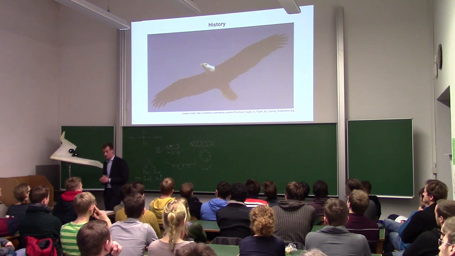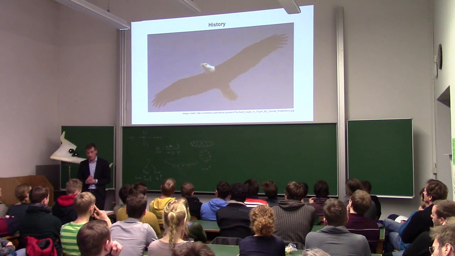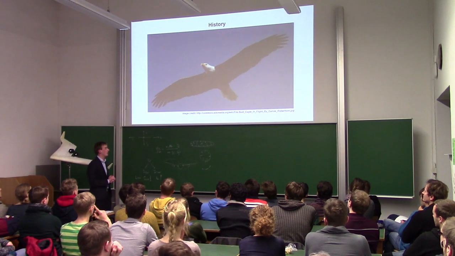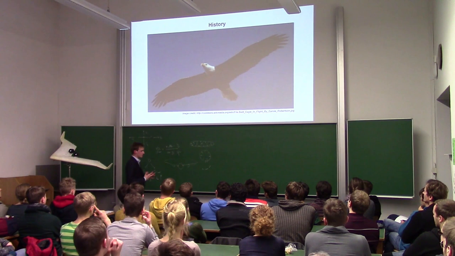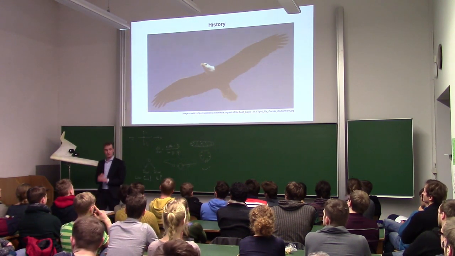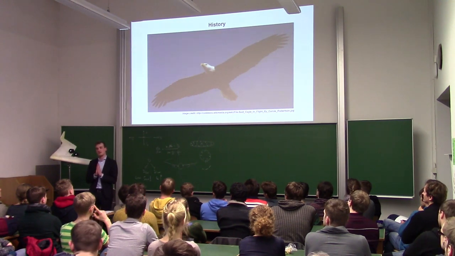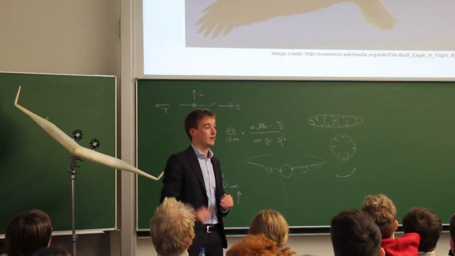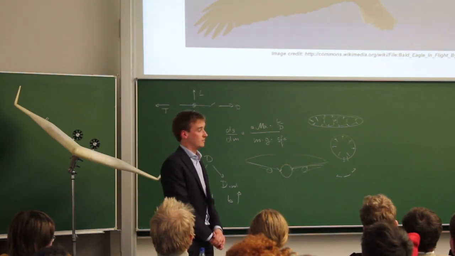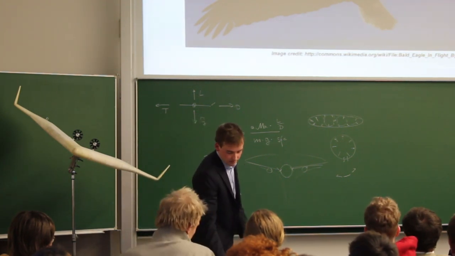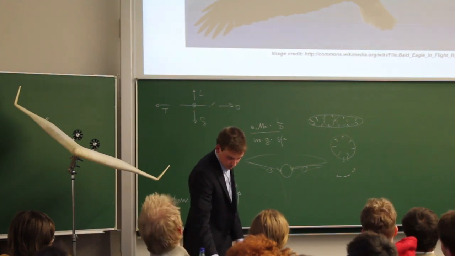Eagles soar the skies, and they also have only one lifting surface in the direction of flight. You see a slight tail here, but this is also used in certain flight conditions. It can spread. But generally, for efficient flight, we find that nature only has one wing. For efficient glider flight, we only have one wing in the direction of flight. So that seems to be quite a good approach.